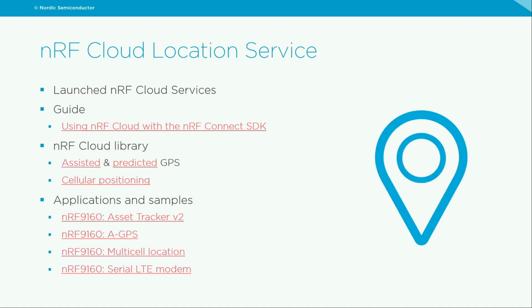Then the cellular positioning library enables applications to request a crude position from nRF Cloud, based only on the nearby cell towers, meaning that you enable extremely low power positioning without the need to enable the GNSS receiver or GPS receiver at all.